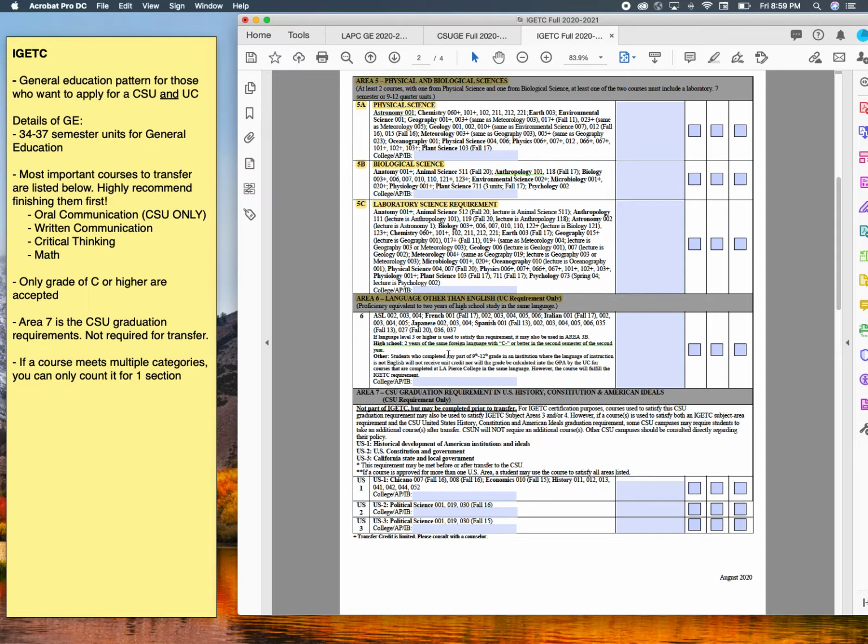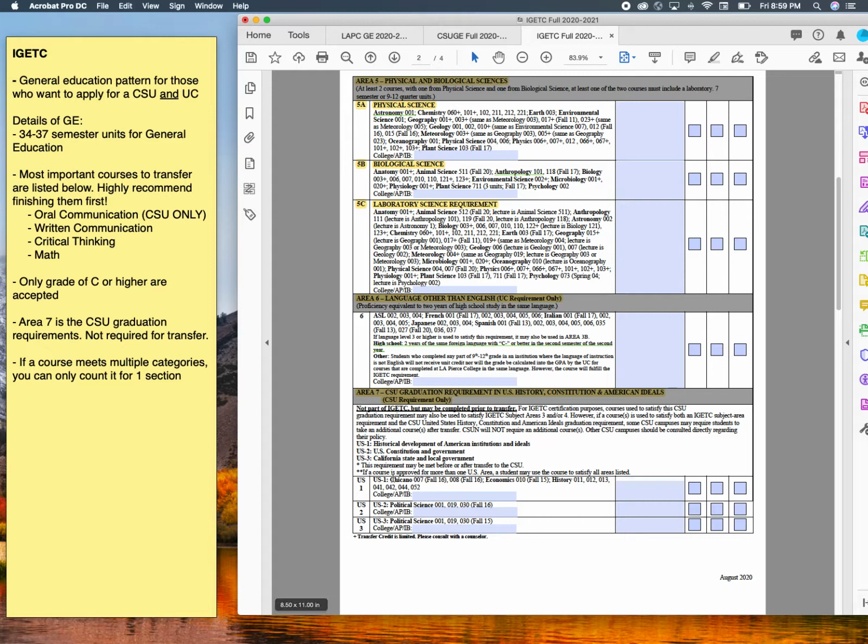Okay. Area 7 is the CSU graduation requirement. Once again, that is just the graduation requirements for the Cal States. It's not required for the UC. It is not required for you to transfer, and you can always do this at the four-year institution or at the Cal State, okay?